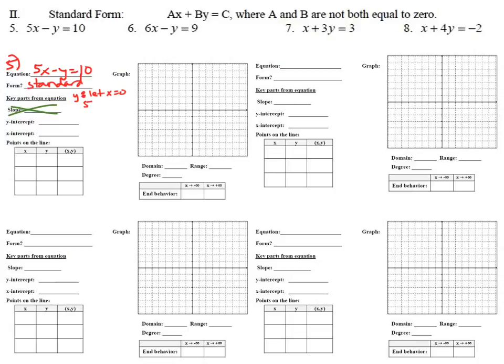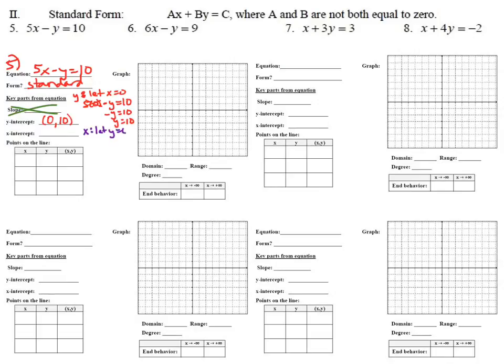So if we say 5 times 0 minus y equals 10, then we can forget about the 5 times 0 and just say negative y is equal to 10, that means that y is going to be positive 10. So that means that our x-intercept is going to be at 0, 10. Then we're going to do the same thing for the x-intercept.